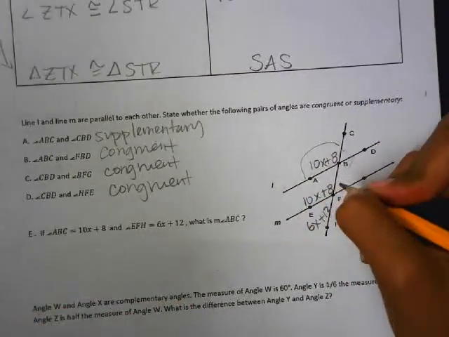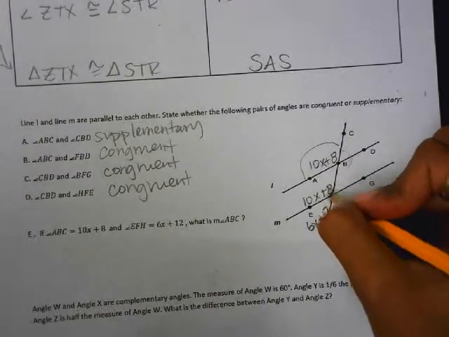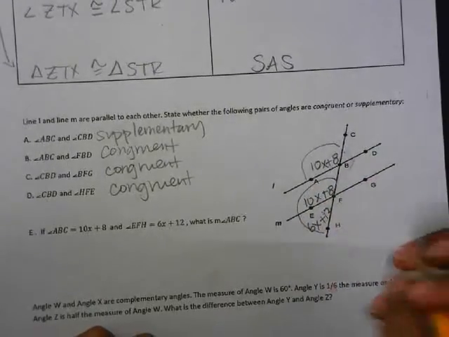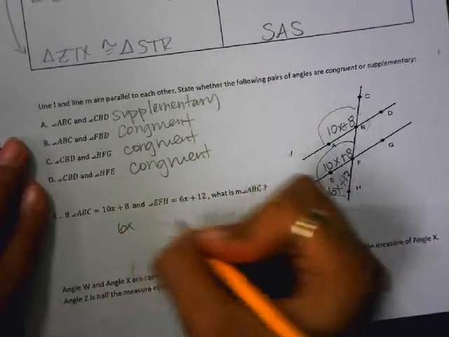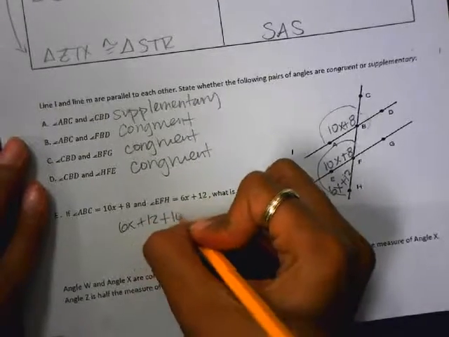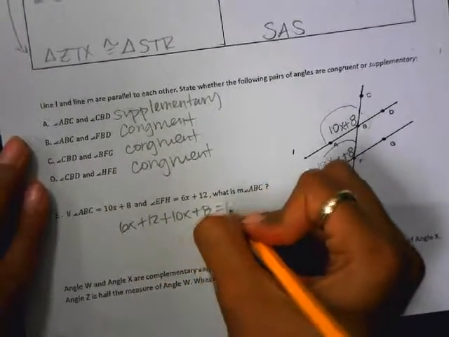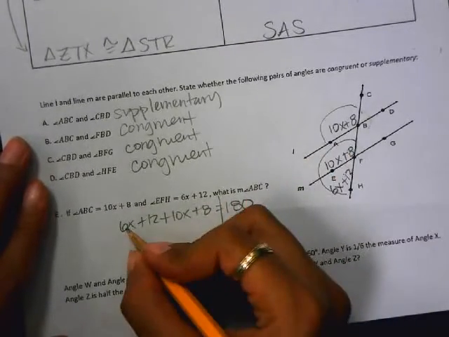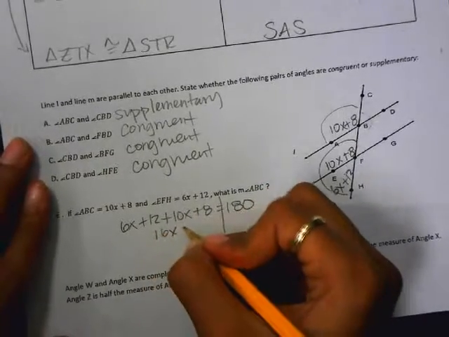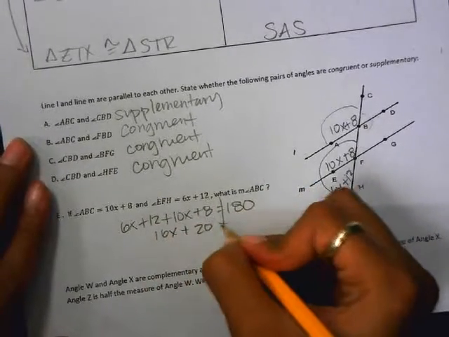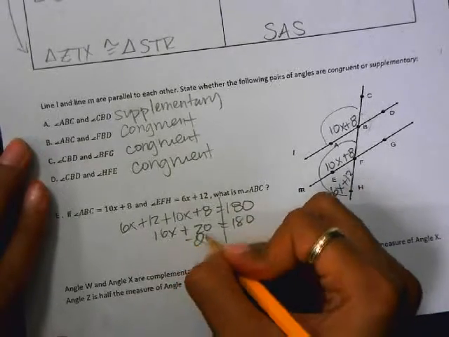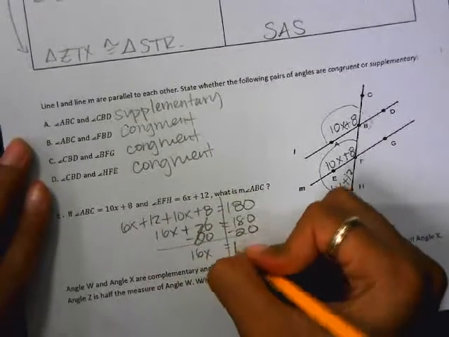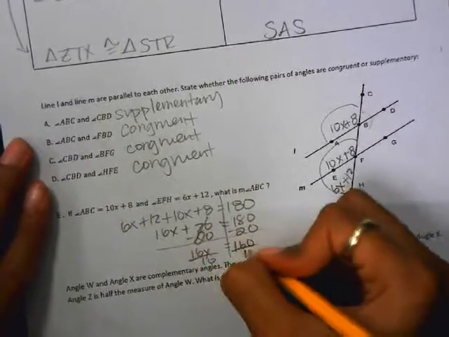Now these two angles lie on this line, which would make them a linear pair. So 6x plus 12 plus 10x plus 8 equals 180 degrees. I'm going to combine like terms. 6x plus 10x is 16x, and 12 plus 8 is 20. Subtract 20 from both sides. I get 16x is equal to 160. Divide both sides by 16, and x is equal to 10.